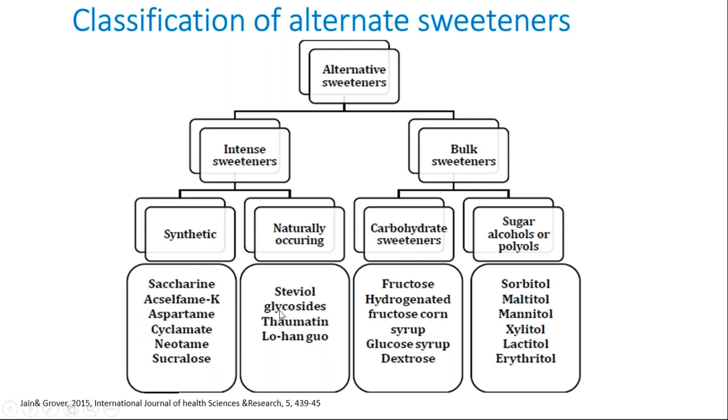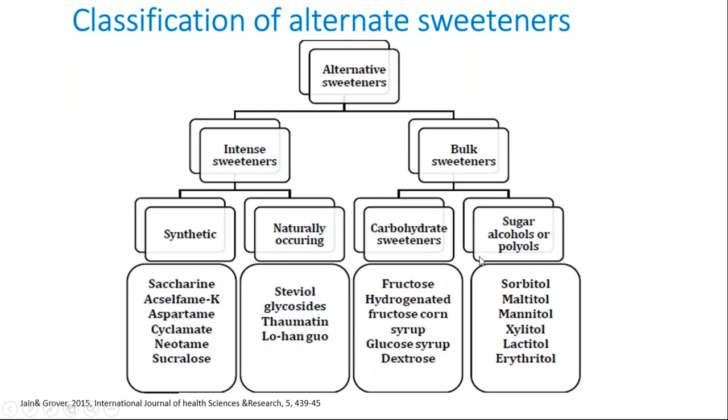In the natural, we have steviol glycosides from the plant stevia. We have thaumatin, a sweet protein from an African plant. We have lohan guo, which is the monk fruit, and it has a sugar called mogroside, which is much sweeter than sucrose. In the bulk sweeteners, we know these, that is fructose, high fructose corn syrup, glucose syrup, dextrose.